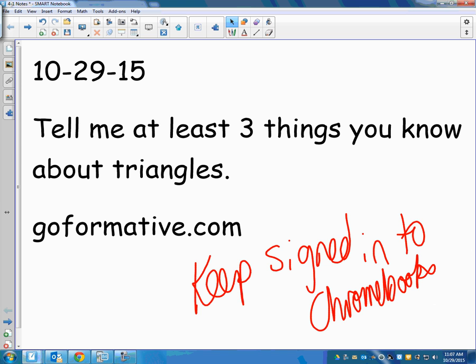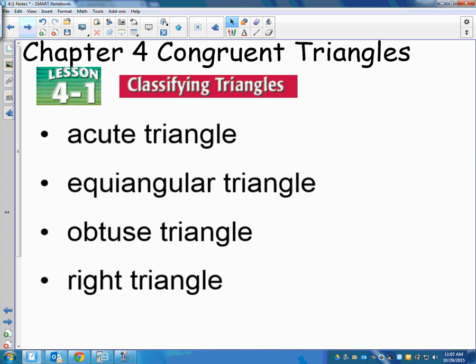Talk to a person or two near you. You don't need to really move desks together, you can just talk. There's not that many of you. About these first two slides that have 4, 5, 6, 7 different types of triangles.